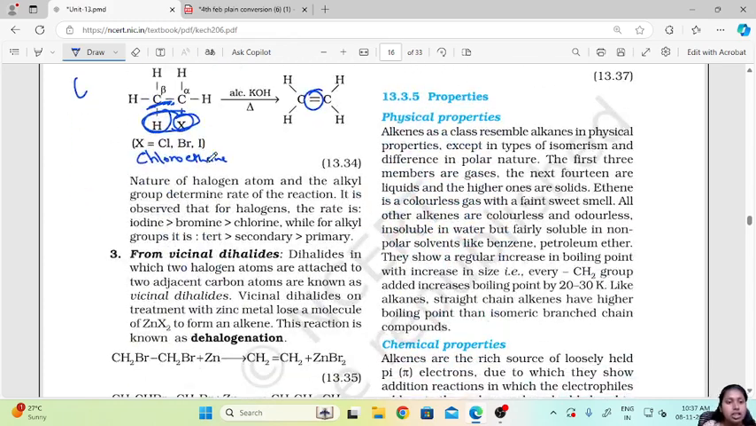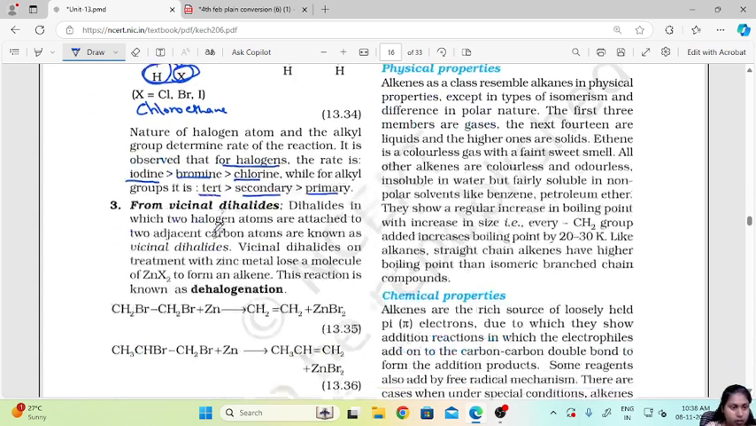Now the nature of the halogen atom and alkyl group determine the rate of reaction. Whether it is chloroethane, bromoethane or iodoethane, the nature of the halogen atom and the alkyl group will determine the rate of reaction. It is observed that among halogens, iodine is more reactive than bromine, which is more reactive than chlorine, while for alkyl groups, tertiary is more reactive than secondary, which is more reactive than primary. So these two you have to remember.